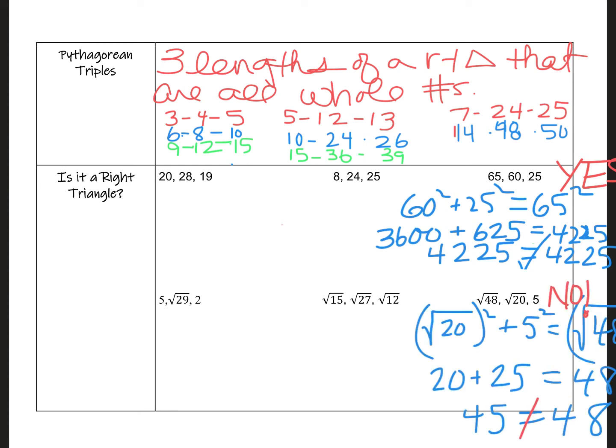Okay, how did you do? First of all, I hope that you realize that the radical 48 is the hypotenuse. That's the biggest one. So I hope you put everything in the right way. And then once you squared all this, you got 20, 25, and 48. And 45 does not equal 48, so these 3 did not make a right triangle because they did not fit into the Pythagorean theorem.